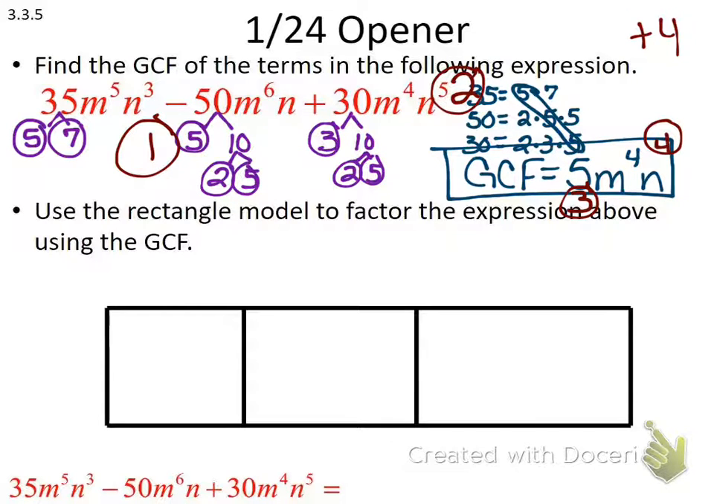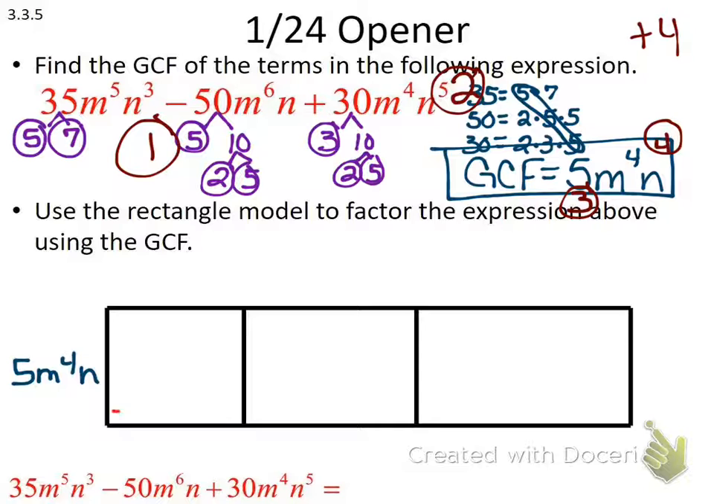Okay, now, using the rectangle model to factor the expression above, use the greatest common factor. So, all we're doing now is just factoring it. So, what do I know about this area model? The height. The height, what is it? 5m to the 4th, and then n. Okay. What else do I know about this area model? The lengths, I guess. Not the lengths, because the length is this up here that I'm finding. The area. The total area.